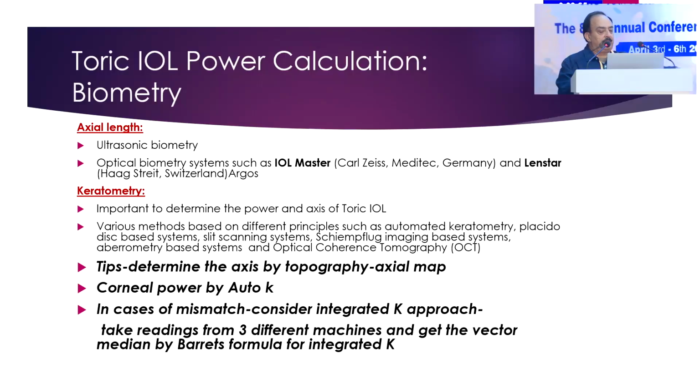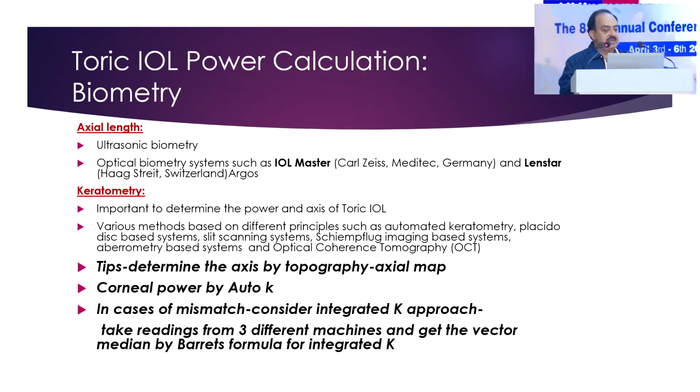Now, toric IOL power calculation, basically 2 parts. Axial length, we all know, either ultrasonic or optical biometry. Nowadays, optical biometers are the best. Keratometry is important to determine the power and axis of the toric IOL. So the magnitude and the direction, the axis, both are very important. There are various methods with different principles like automated keratometry, placido disc and so on.